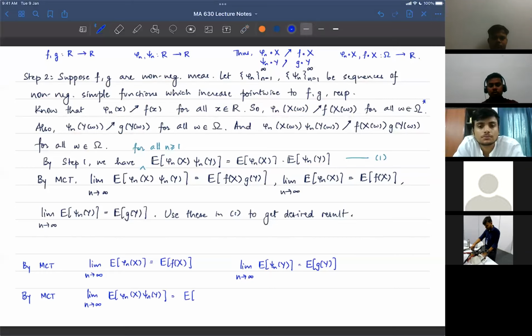Right? Again, this is monotone convergence theorem at work because phi n x multiplied by psi n y increases to f of x times g of y. Yeah, and that is written over here. And again, everything is non-negative. So now you just put the pieces together and expectation of f x g y must be expectation f x times expectation g y. All right, so you put these pieces together to get the desired result.